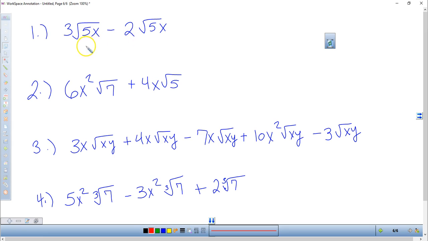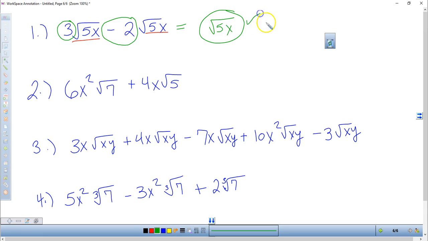First thing we check, indexes are the same. That's rule number 1. Do the indexes here match? They do. They're both square roots. Second thing we look at, do the radicals match? What's under here and the radical itself with the index, do they match? Well, this and this are the same, which means if it follows rule 1 and rule 2, that means they can be combined. So that means I put the negative 2 and the 3 together. So I get 1, which we don't have to write, root 5x.